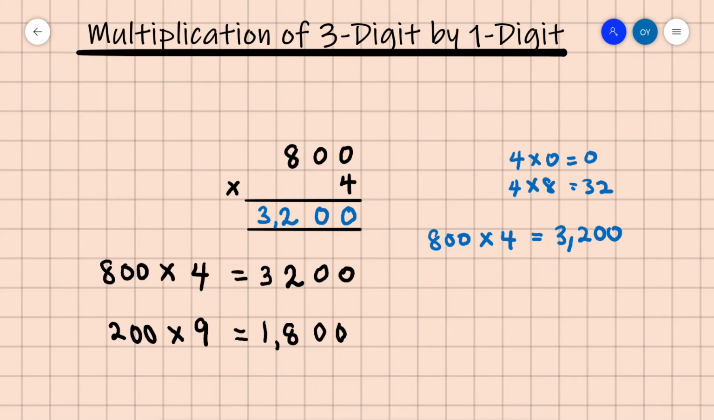Another example here is 700 multiplied by 3. 700 has 2 zeros, so definitely the number must end with 2 zeros. So 7 times 3 is 21, then we include the 2 zeros. And so 700 multiplied by 3 is 2,100.